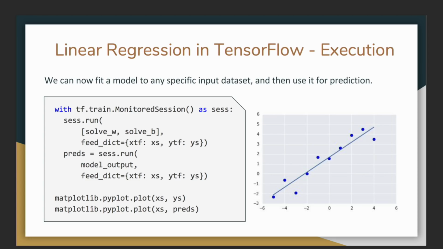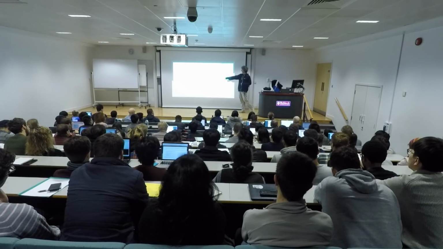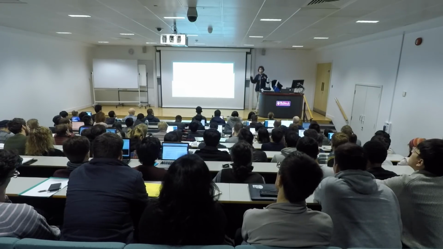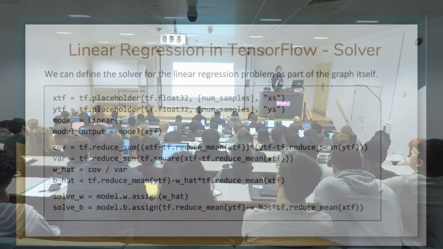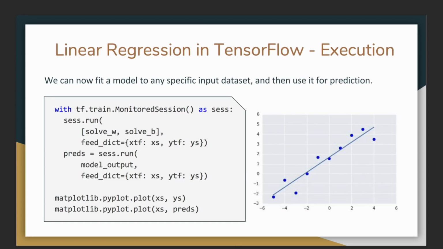When we do this, the TensorFlow backend executes the entire graph we saw here, because in order to execute solve B, in order to assign, it needs to know the value of W hat, so it goes all the way backwards, computes the whole graph, computes the optimal W and B, and assigns them to the variables. From then on, in all future executions of the graph, until we call solve W and solve B again, or change the variables of that model in some way, the model will keep those values for W and B. So we have a trained linear model that we can use to make predictions.